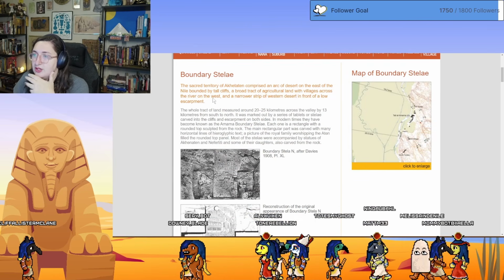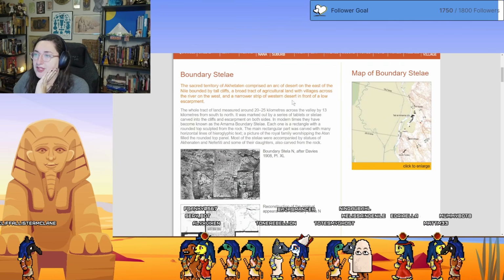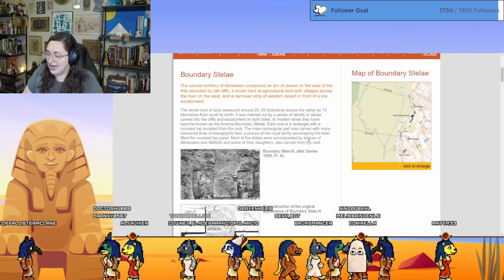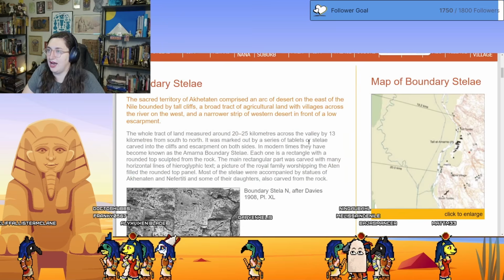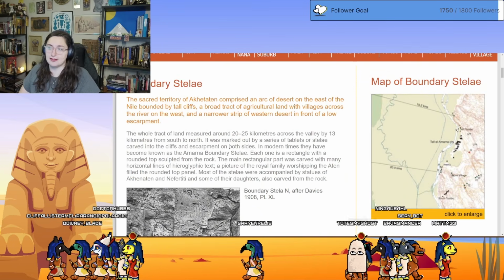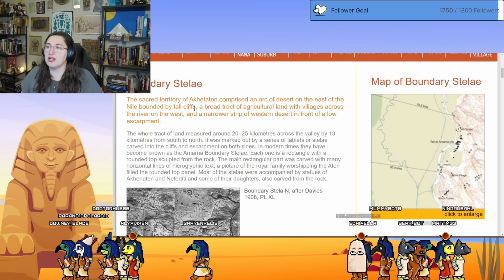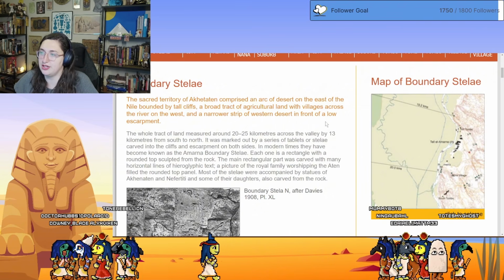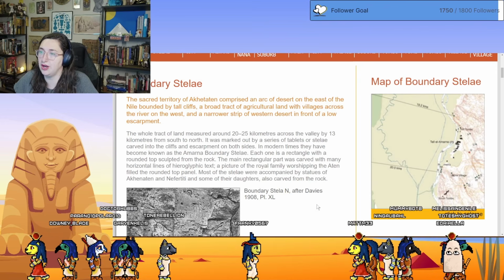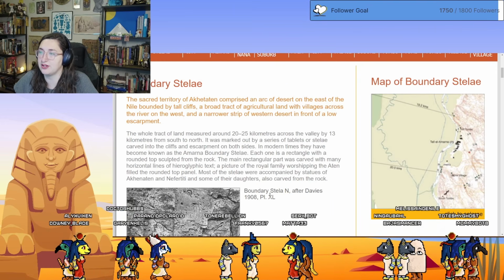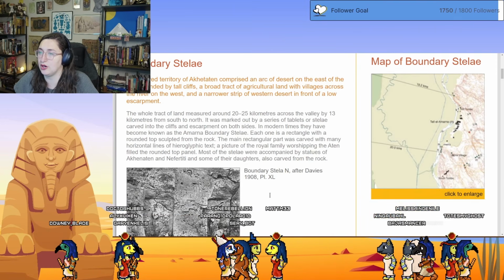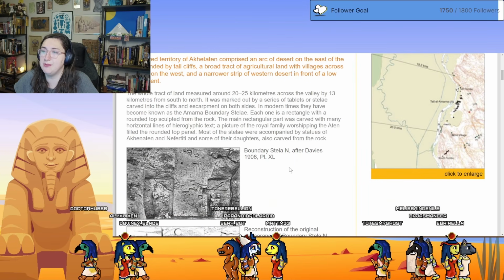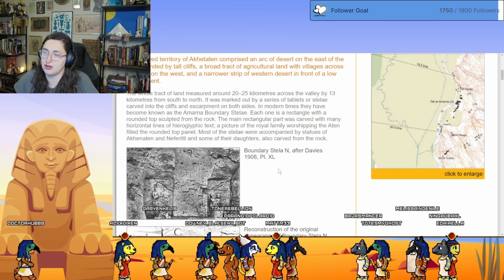So you can see this. Sacred territory of Akhenaten, which is the city. Remember, I'm going to say Akhenaten for the name of the man and Akhenaten for the place. Is an arc of the desert on the east of the Nile, bounded by tall cliffs and broad tract of agricultural land with villages across the river on the west and a narrow strip of western desert in front of the low escarpment. And it was marked out by a series of tablets or stelae carved into the cliffs and escarpment on both sides.